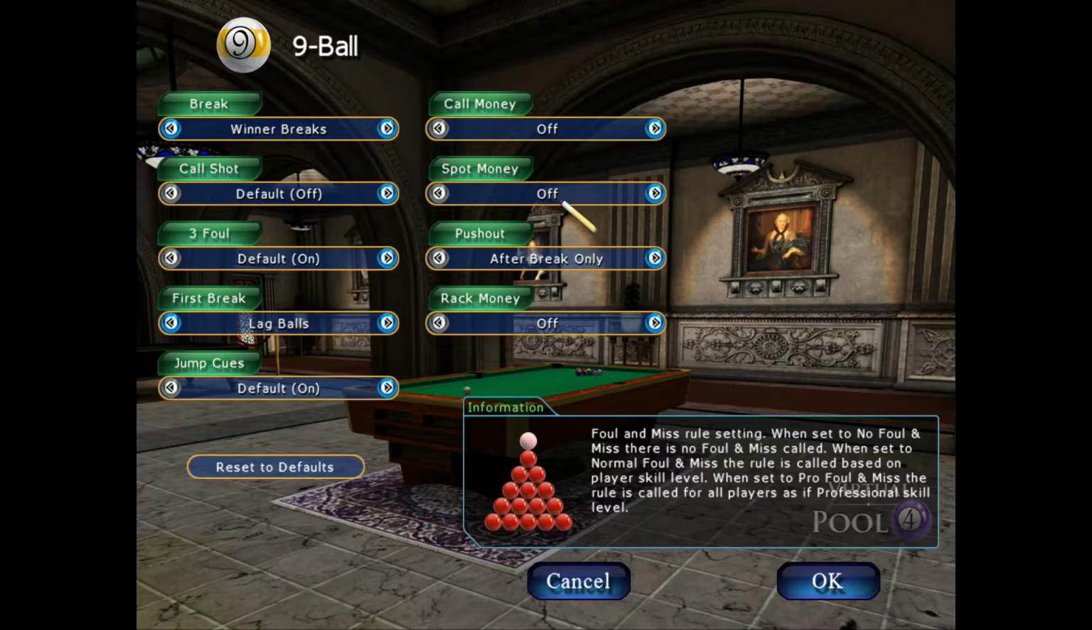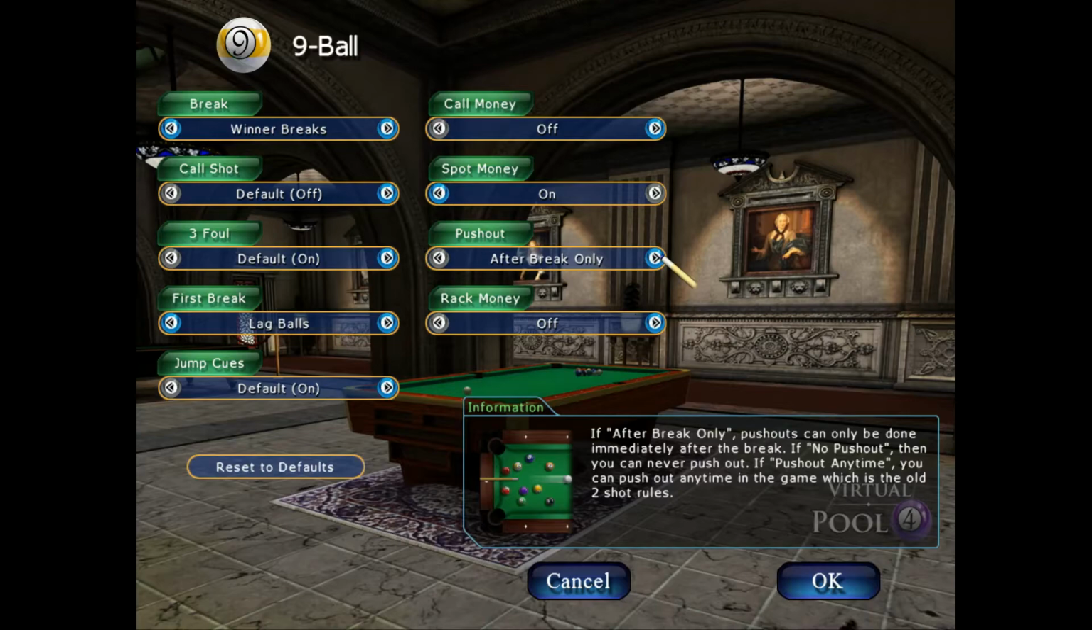So in this case, if he potted the 9 ball off the break, he would still win the rack, but the odds of him doing that are a lot less than actually potting a money ball in a multi-ball handicapping tournament. So in that case, you could have it either on or off. But spot money is always fairer when you have it on in a multi-ball handicapping tournament.